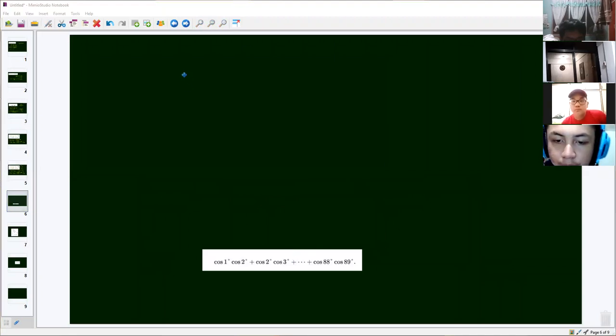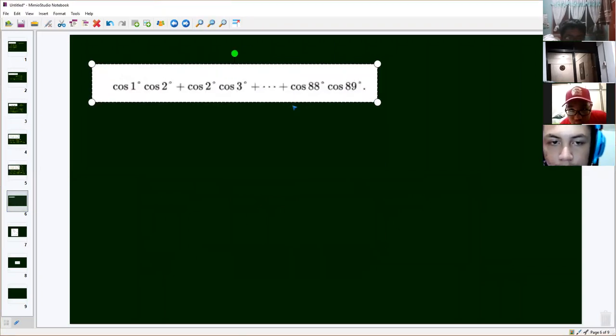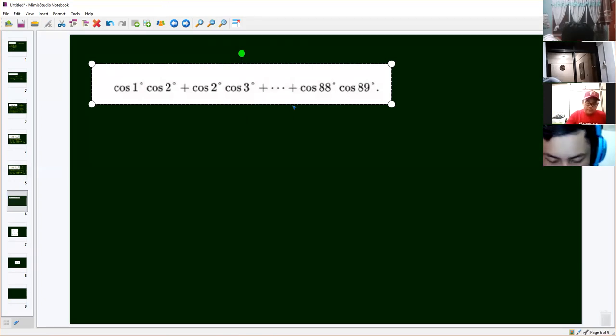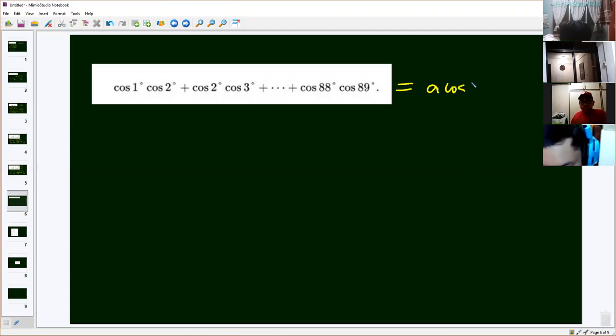Okay, now this trigo expression, this is cosine 1 times cosine 2 plus cosine 2 times cosine 3 plus, and so on and so forth up to cos 88 times cosine 89. This can be expressed as A cosine B. Find A and find B. We want B to be the smallest positive integer. Let's go.